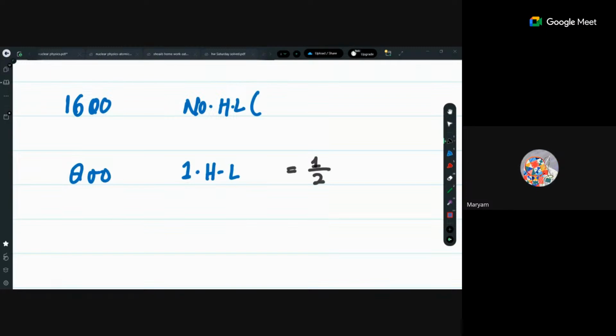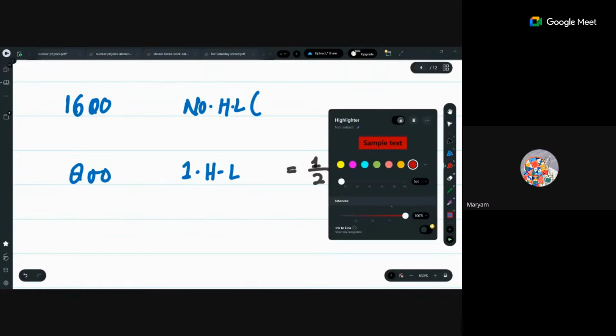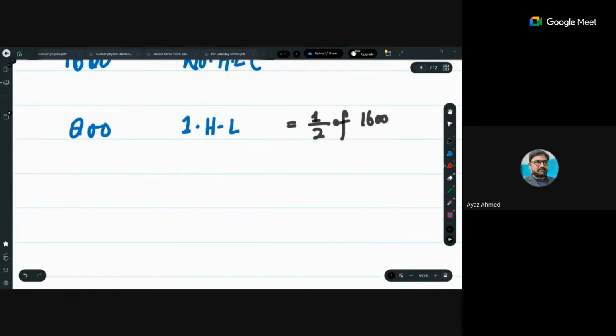Sir, but I have a question. Does it only reduce by half? Like, not more than half and not less than half? Like, reduced by a quarter or something? No, no, no, exactly half.